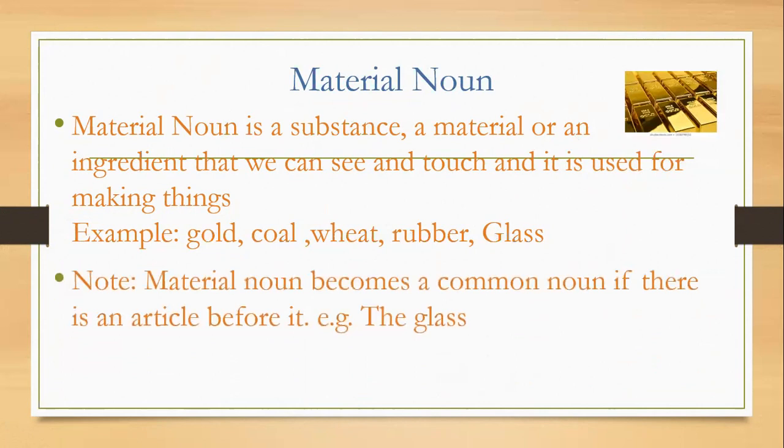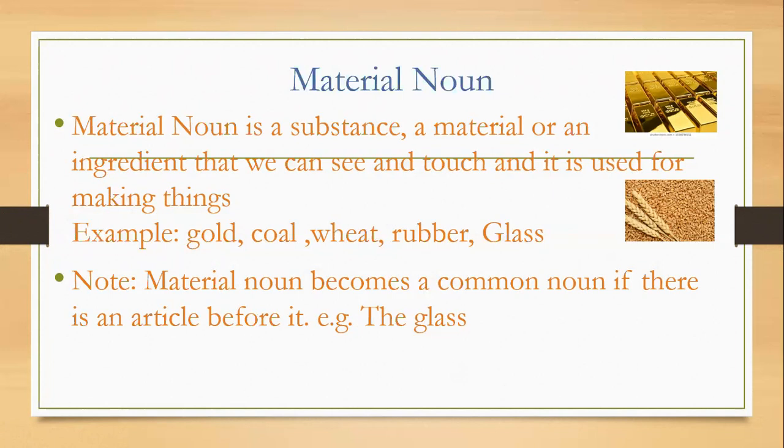Have a look here. When we put an article before material nouns, it becomes a common noun. Here you can see glass. It is a material noun. But when I put the article a, it becomes a common noun. In the same way, stone is a material noun. But when we put an article before it, it becomes a common noun, a stone.